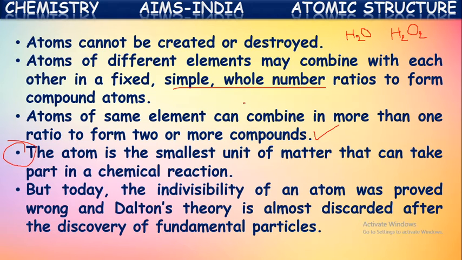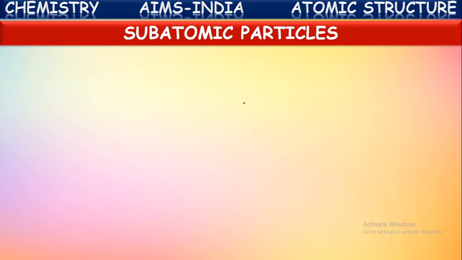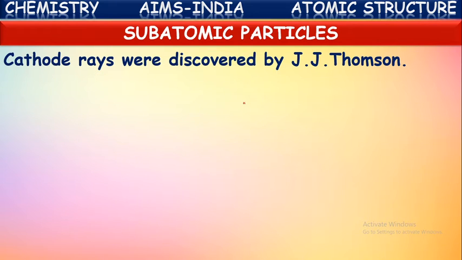Now let us talk about these subatomic particles. Out of those, the first important one is the electron. These were earlier called cathode rays. Cathode rays were discovered by J. J. Thomson by the experiment called the discharge tube experiment. In that, he found that atoms produce some negatively charged particles when high voltage is applied. He called those negatively charged particles cathode rays.